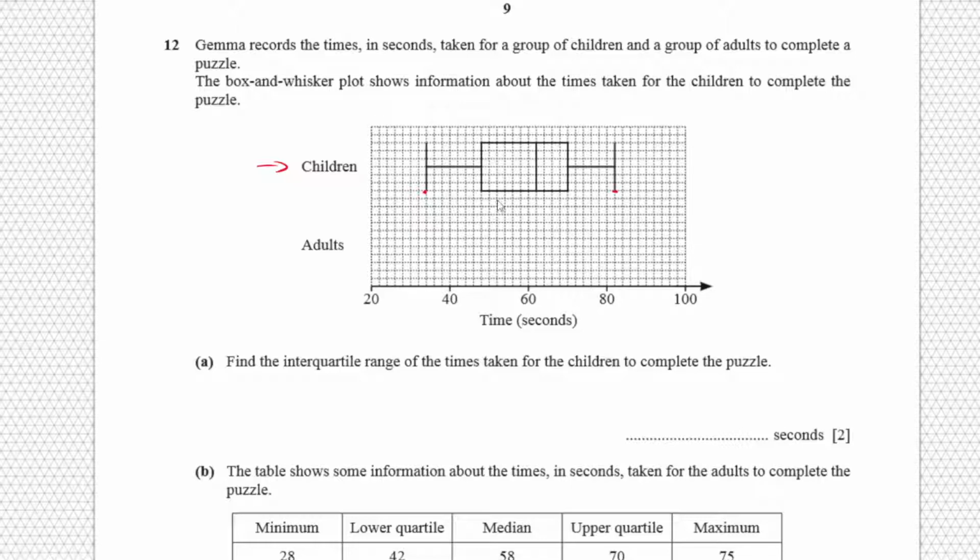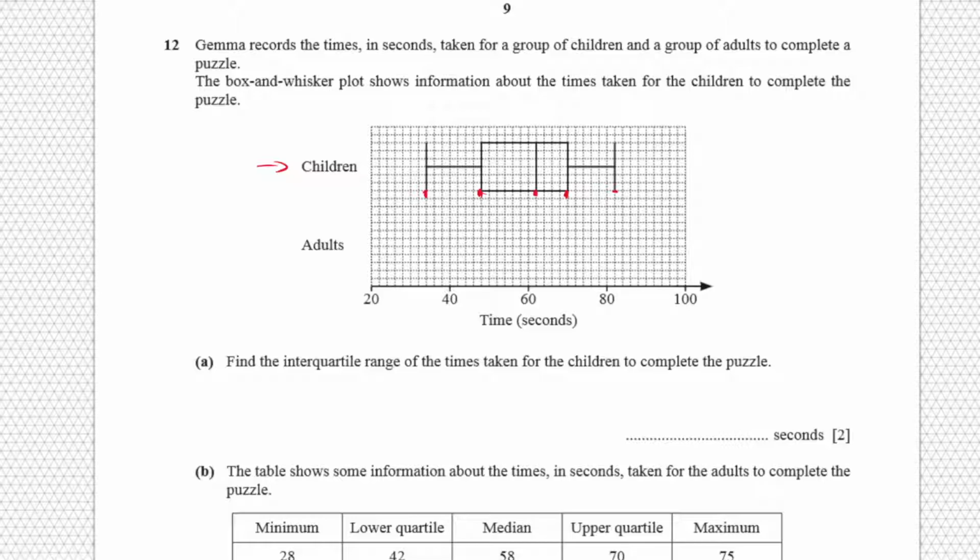And then let's come to the box now. This is the interquartile range. So this is the lower quartile, the upper quartile, and this is the median, the 50th percentile, right? So that's the first or the lowest number, the highest number, the lowest time taken, the highest time taken, the range. This is the 25th percentile of the time taken, the 75th percentile of the time taken, and this is the 50th percentile of the data, right? Find the interquartile range of the times taken for the children to complete the puzzle.